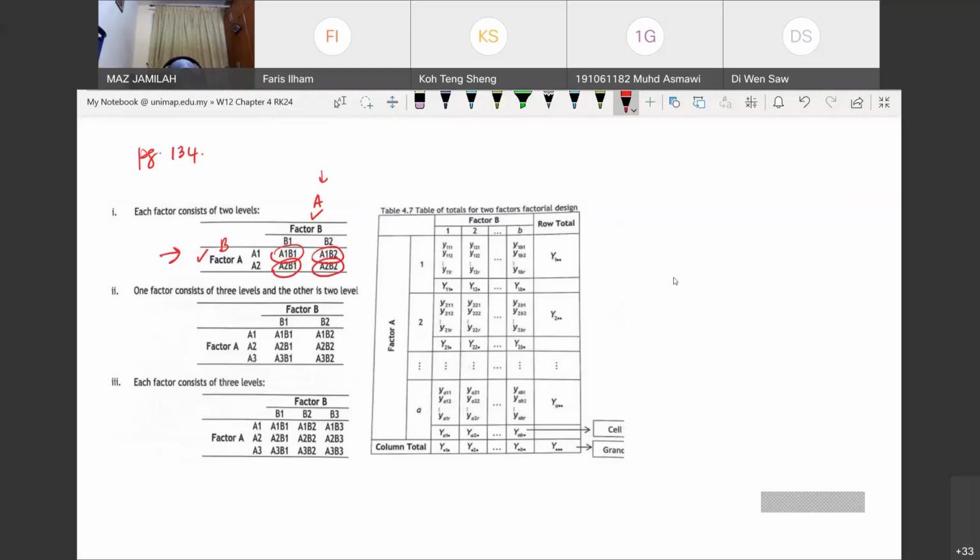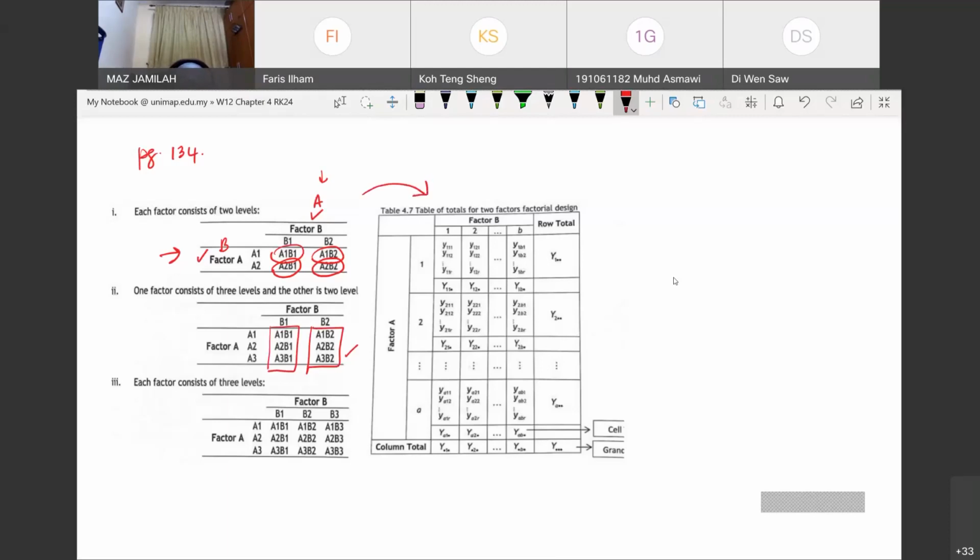So this will be for a 2 by 2 design of factor A and factor B. It could also be 3 by 2, which means that you have 3 levels of factor A and 2 levels of factor B, so you will have this kind of arrangement. You can see the interaction of each factor level for A and B. And finally, you can also have 3 by 3, which means that you have 3 levels of factor A and 3 levels of factor B. And what does this have to do with your table of totals?